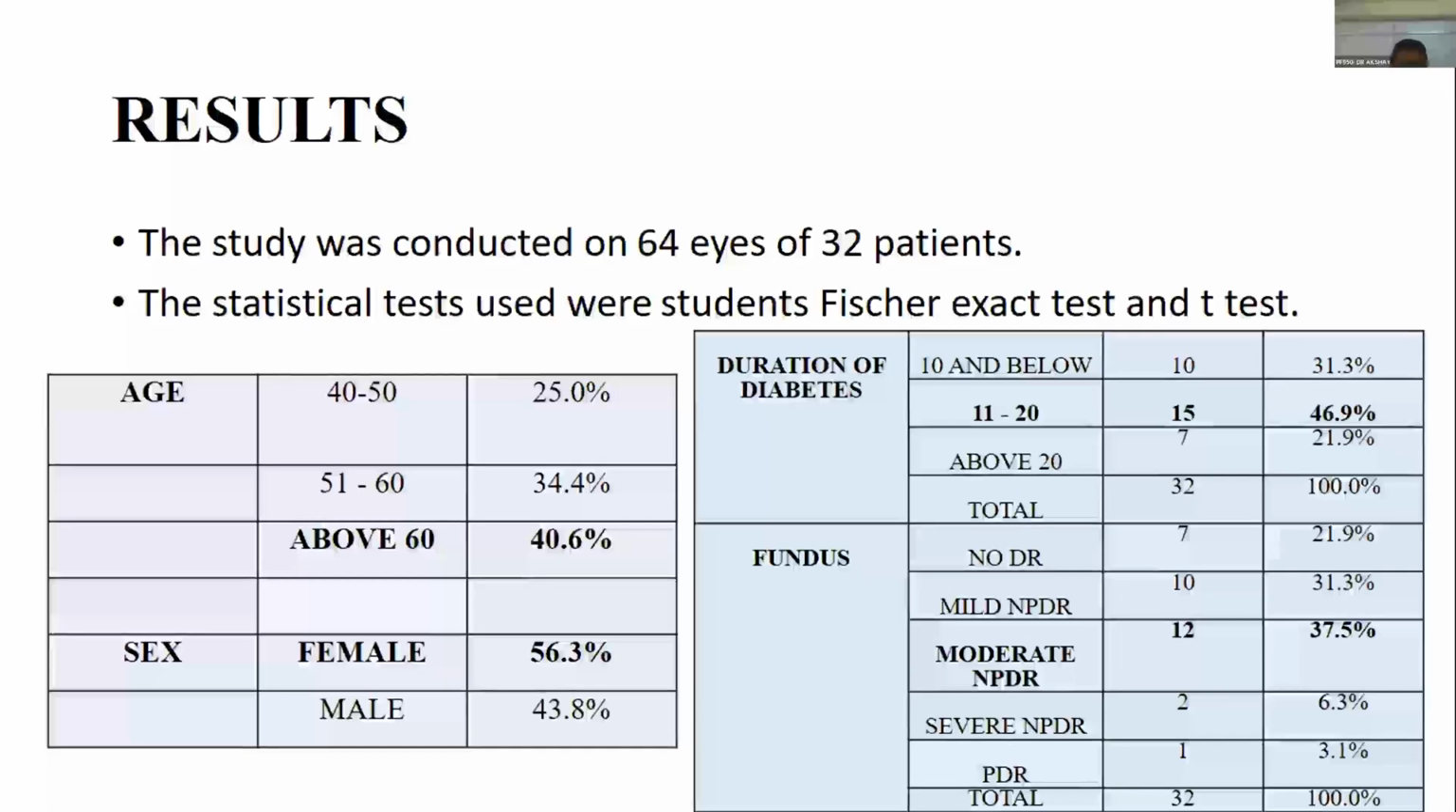For the results, the study was conducted on 64 eyes of 32 patients, and the statistical tests used were the Student t-test and Fisher exact test. We saw that more of the patients were above 60 years of age, female predominance was noted, and the duration of diabetes was more commonly 11 to 20 years. More patients were in that group, and on fundus examination we saw more patients with moderate NPDR in both eyes.